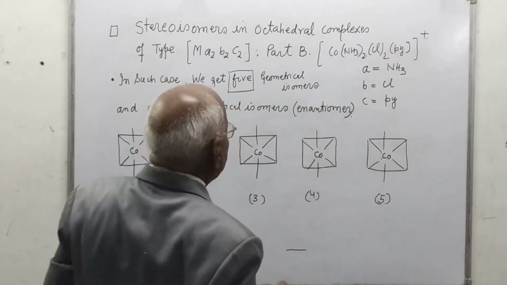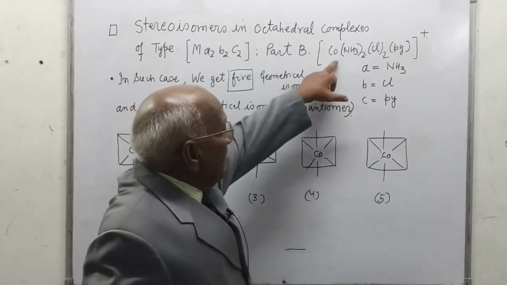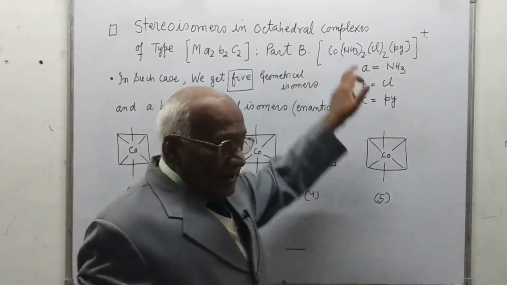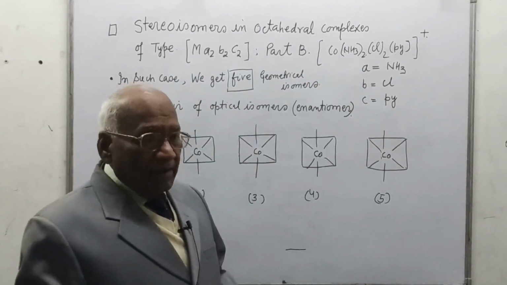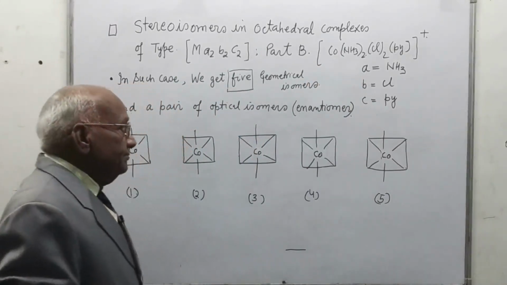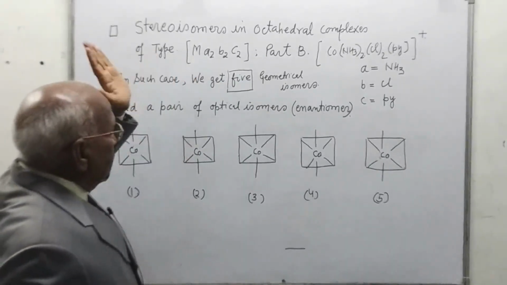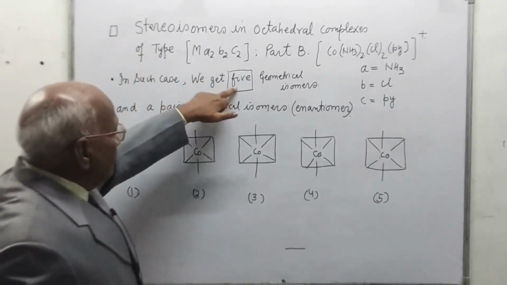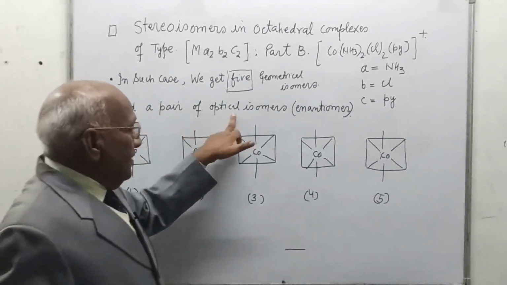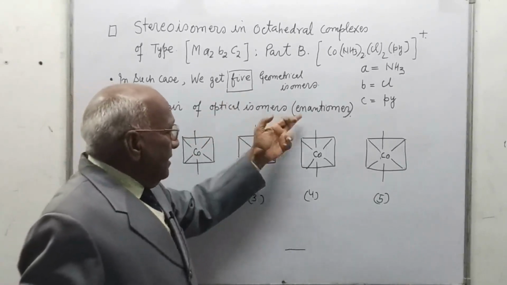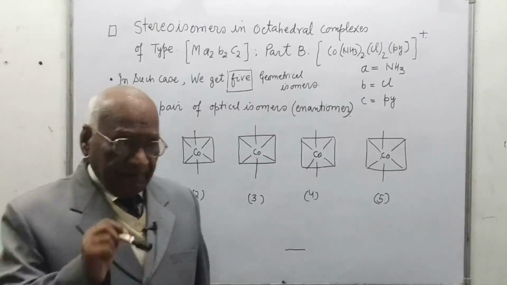The study suggests that in such types of complexes we get 5 geometrical isomers and a pair of optical isomers, which we call together an enantiomer. So the total number of stereoisomers in this case is 6.